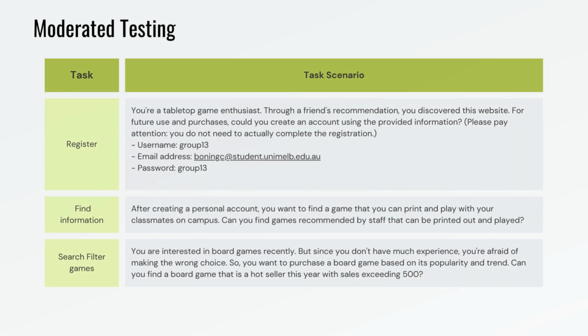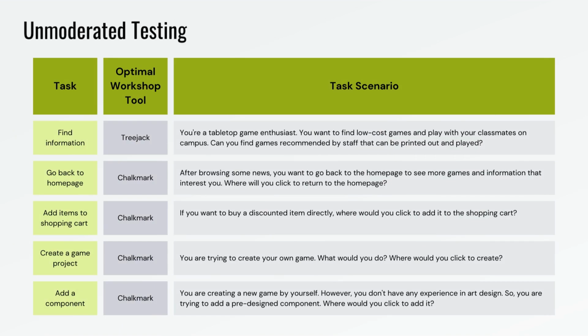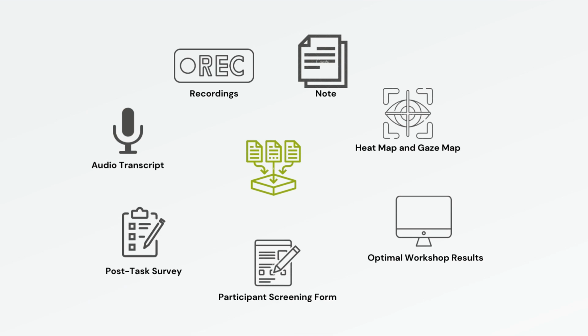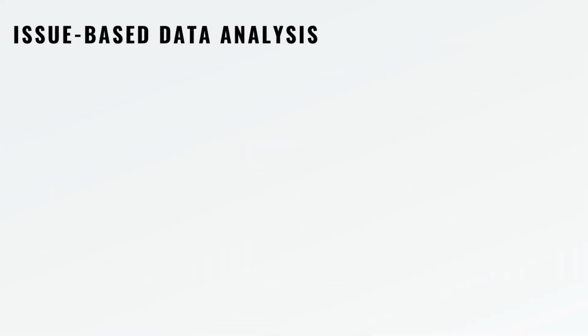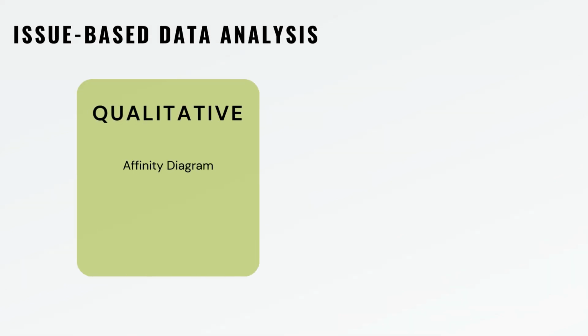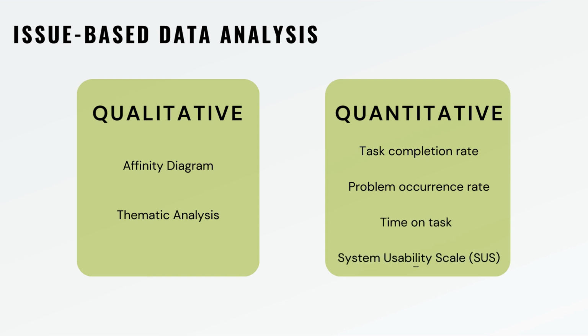The design of all task scenarios is well aligned with different aspects of the website functionality, trying to evaluate it according to the 6 goals of usability. We combined and coded all the data collected to form the key findings, from audio transcripts to Optimal Workshop results. We decided to analyze data based on issues. For qualitative data, affinity diagram and thematic analysis are utilized. Data such as task completion rate, problem occurrence rate, time on task, and System Usability Scale are calculated for quantitative analysis.